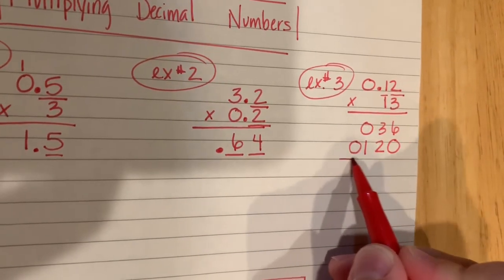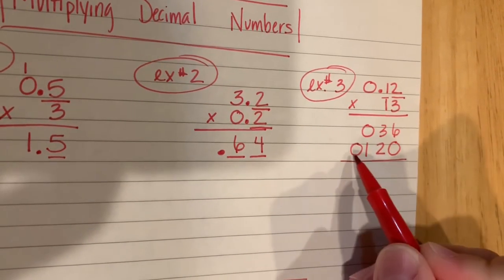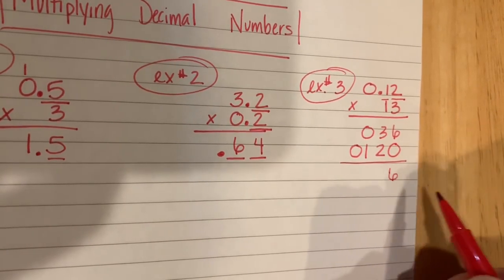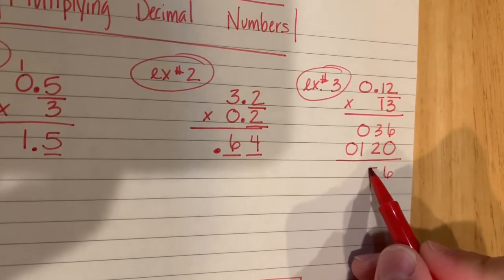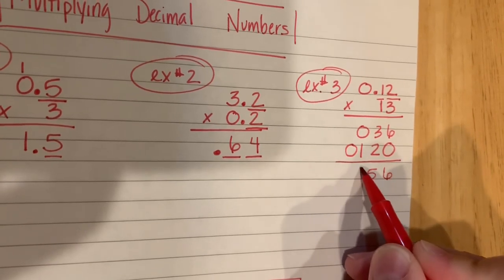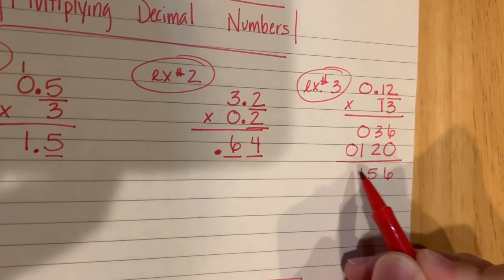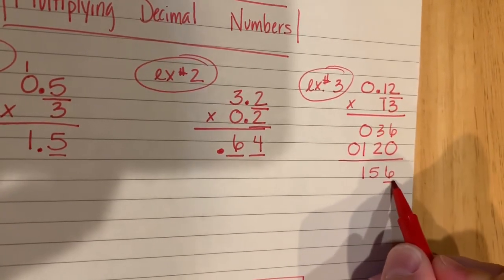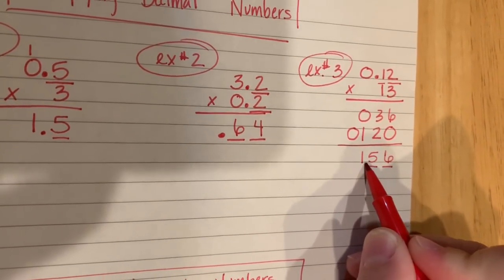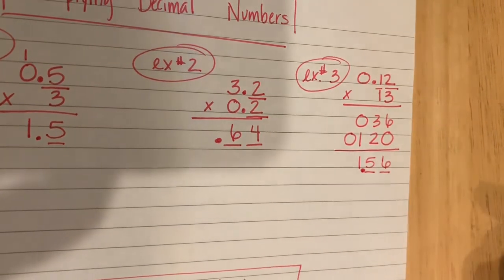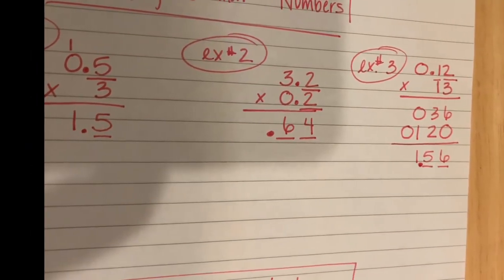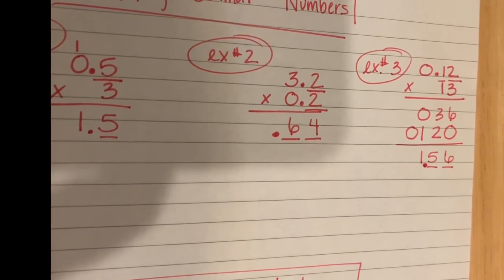So I went backwards there. All right. 6 plus 0 is 6. 3 plus 2 is 5. 1 plus 0 is 1. And if you look up above, we have 2 digits to the right. So we need to have 2 digits to the right of the decimal point in our answer. We have 1 56 hundredths.